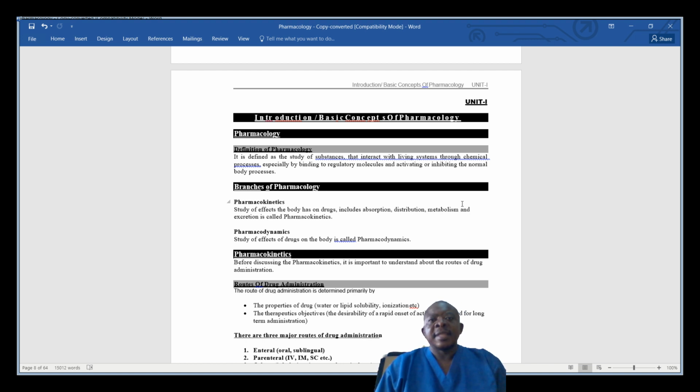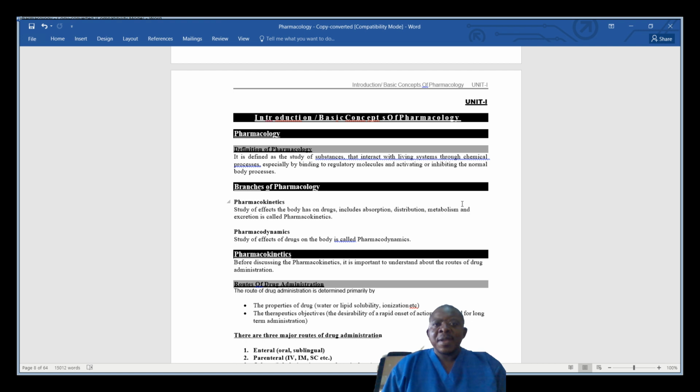Now, let us look at the branches of pharmacology. When looking at branches of pharmacology, we have pharmacokinetics and pharmacodynamics. So when I say pharmacokinetics, pharmaco from the term pharmacology, kinetic to do with movement, we are saying this is the study of the effect the body has on the drug.